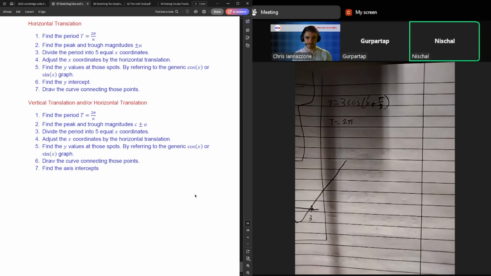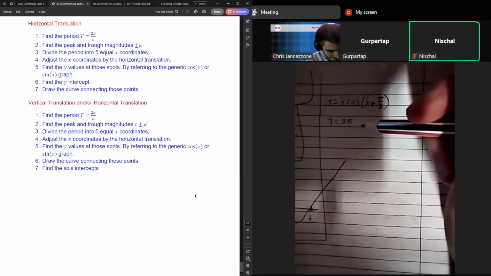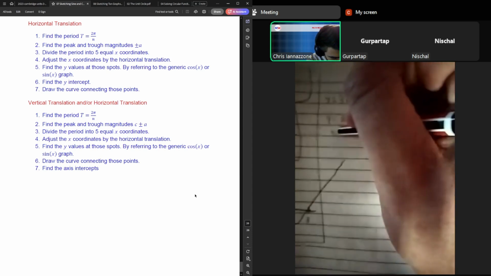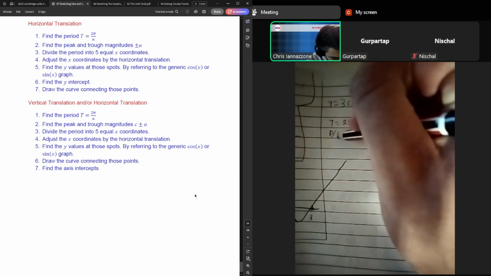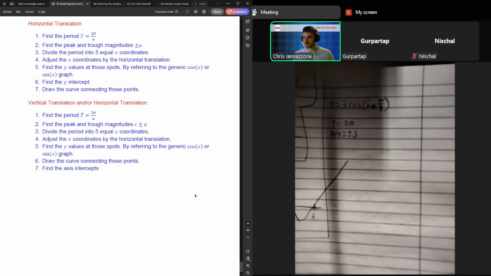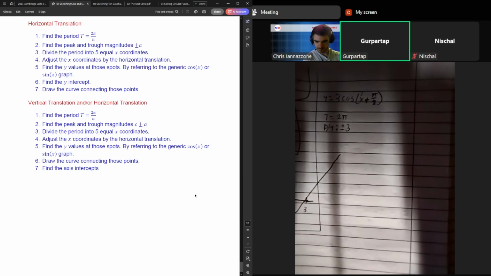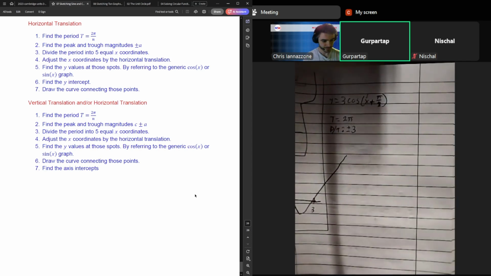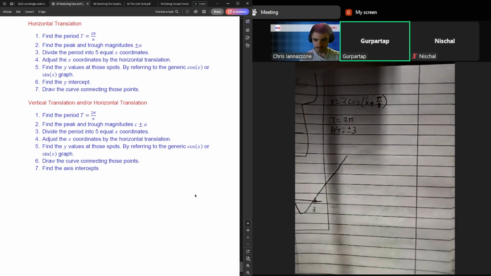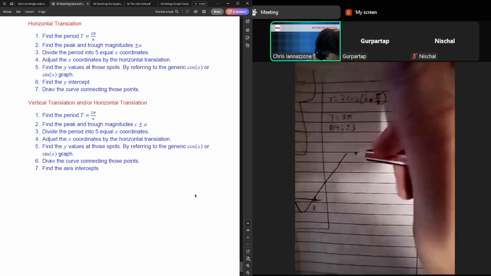Find the peaks and troughs, which is just plus or minus 3. Plus minus 3, yeah. So I'll call it p slash t can be plus minus 3. Cool. What else have we got? Divide the period into 5 equal coordinates. Yep. Divide that one up.